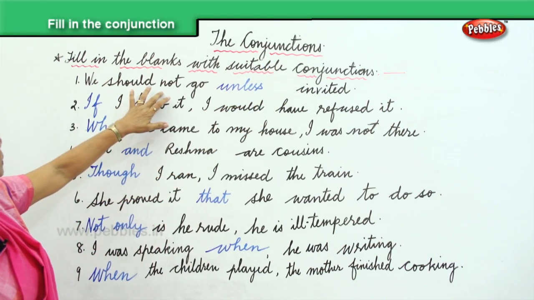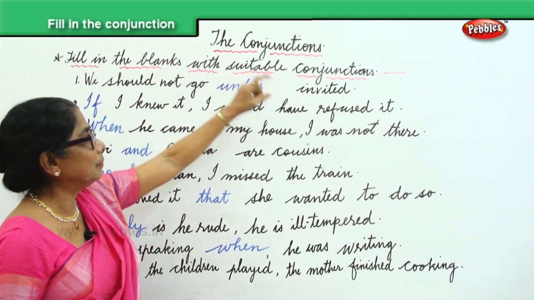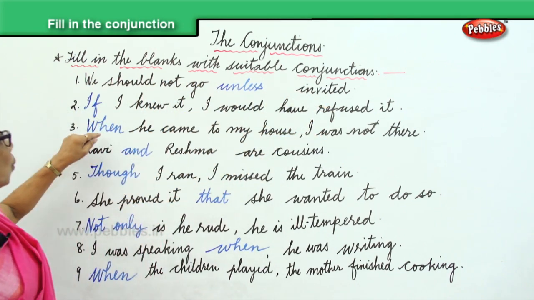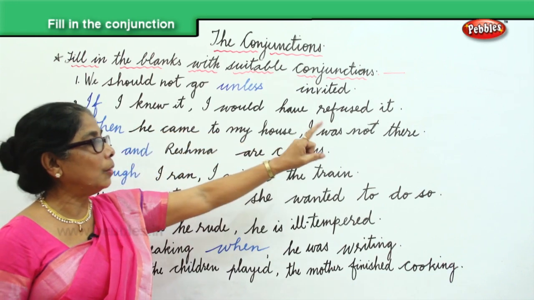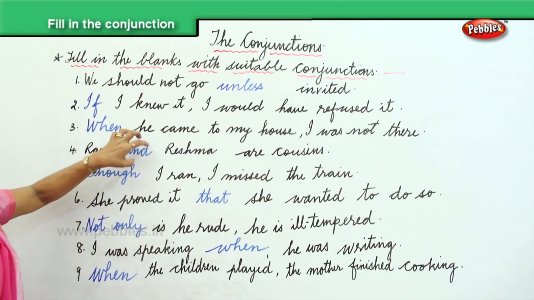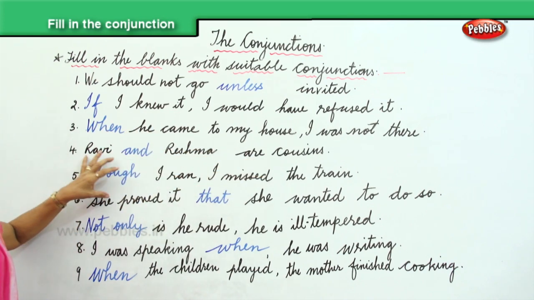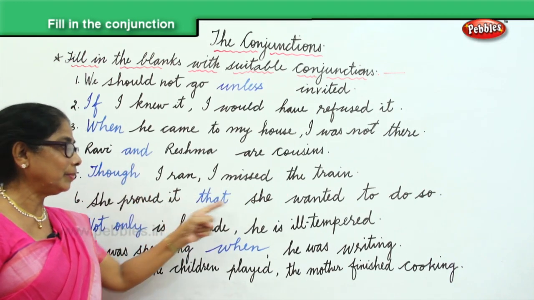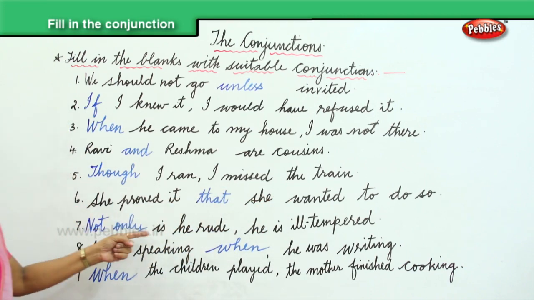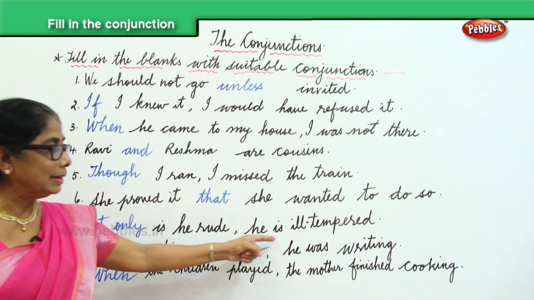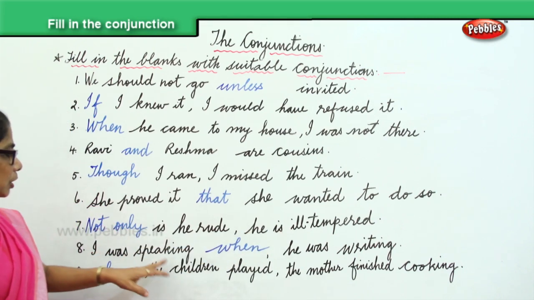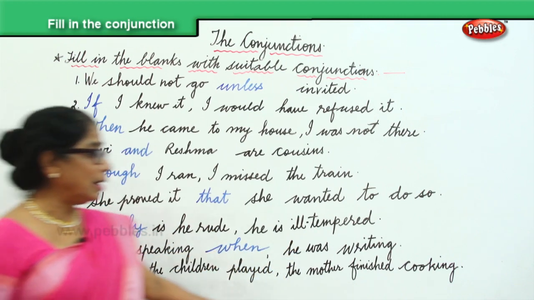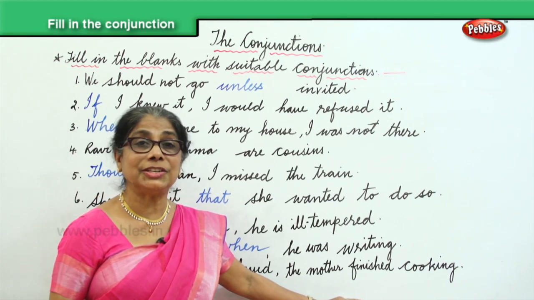We should not go unless invited. If I knew it, I would have refused it. When he came to my house, I was not there. Ravi and Reshma are cousins. Though I ran, I missed the train. She proved it that she wanted to do so. Not only is he rude, he is ill-tempered. I was speaking when he was writing. When the children played, the mother finished cooking.